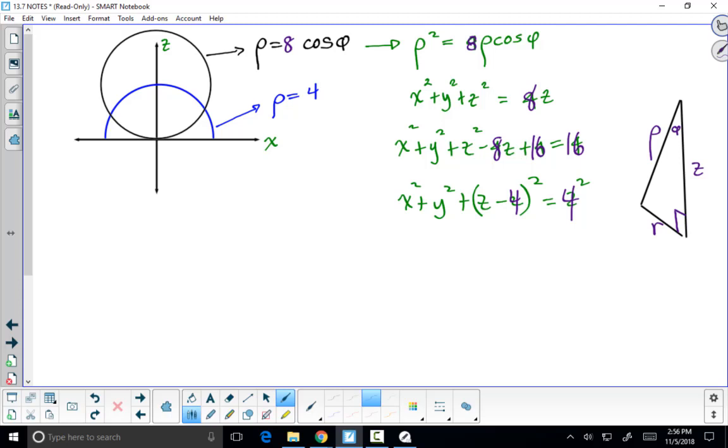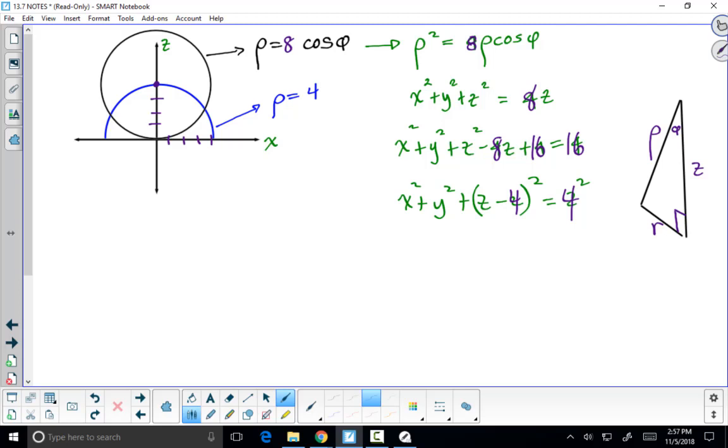But wouldn't z minus 4 put our center at the top? So the center of that one is 0, 0, 4. So this is 4 right there. Right, that's 4. This would also be 4 out to here. I have a radius of 4. So we've constructed the equation of a sphere of radius 4 that's resting on the xy plane.